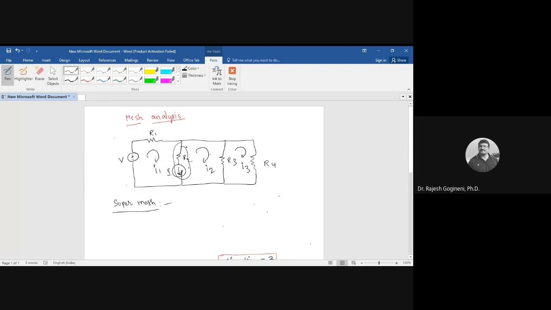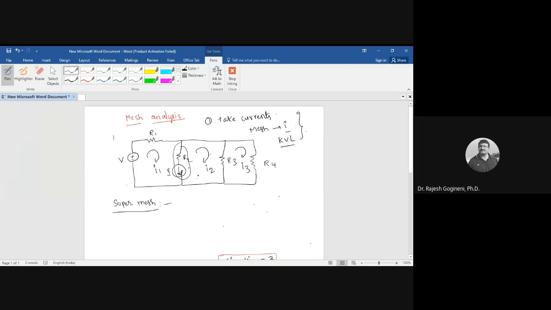The procedure is the same as whatever we follow for mesh analysis. What is the first step in mesh analysis? We have to assume the current directions. For each mesh, we assign one current. If there are 3 meshes, 3 currents are assigned, and then we apply KVL for each mesh. This is the procedure in mesh analysis.